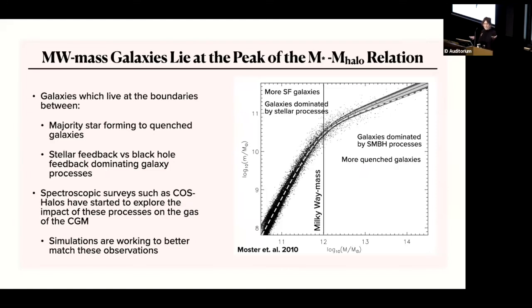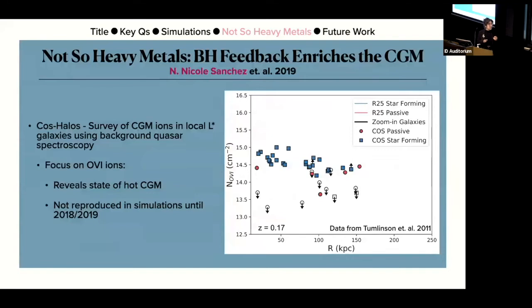And since those observations have started, simulations are working hard to see if we can match them. We've talked a little bit about those today. If you were at NBSE last year, I very thoroughly convinced you of the results of the second chapter of my thesis, which described the impact of supermassive black hole feedback enriching the CGM in a few simulations. I did so by comparing to observations from the COS Halo survey, which looked at 39 L-star galaxies in the local area using background quasar spectroscopy.